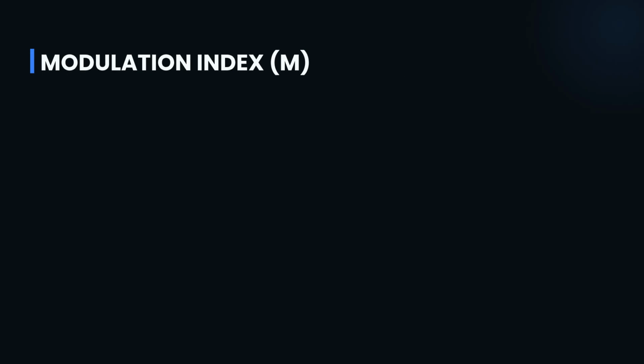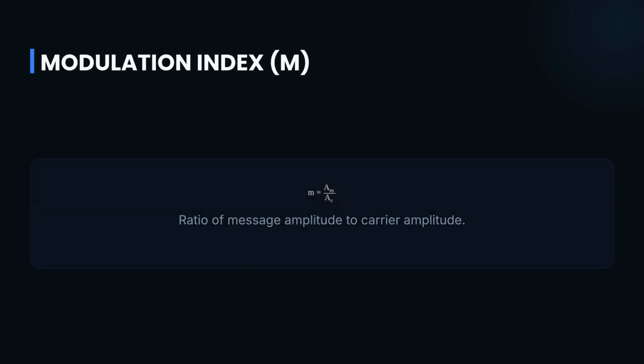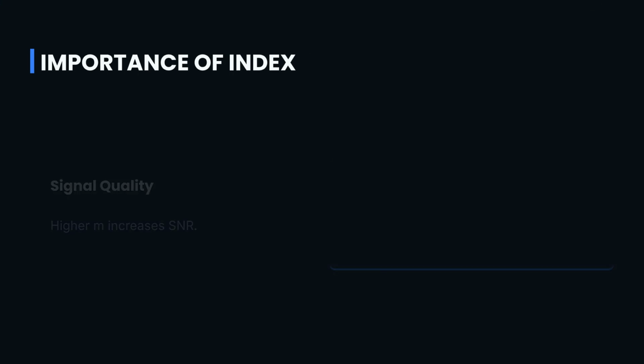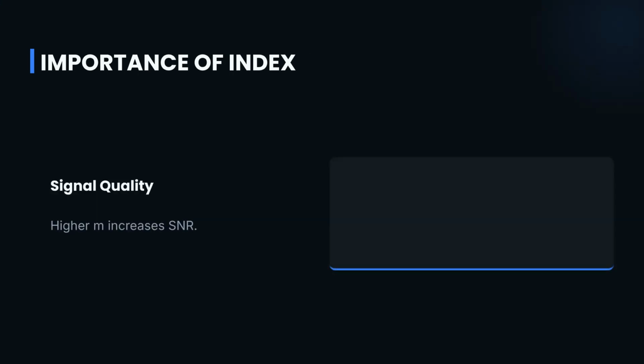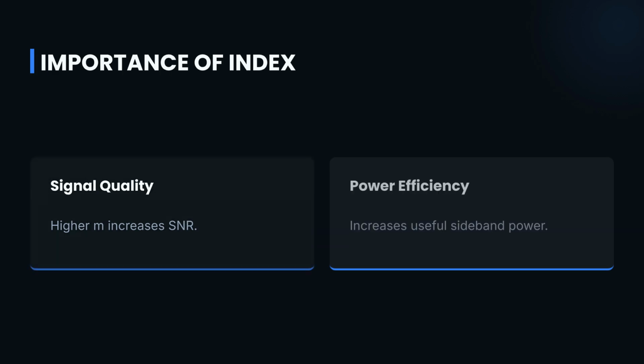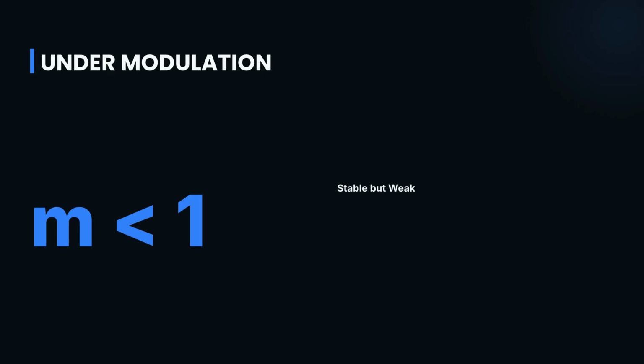The modulation index, represented by m, is the ratio of the message amplitude to the carrier amplitude, or AM divided by AC. It dictates the depth of modulation. The index is important for signal quality, as a higher m increases the signal-to-noise ratio, or SNR. It also improves power efficiency by increasing the useful sideband power. Undermodulation occurs when the index m is less than 1. This results in a stable but weak signal, where the envelope never touches the zero line. Transmission is safe, but inefficient.